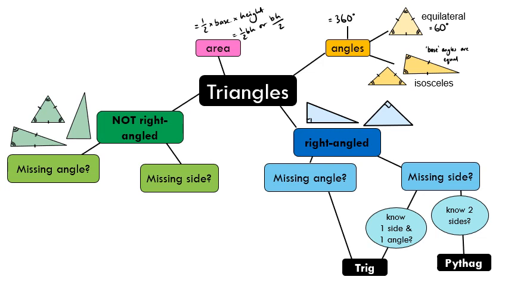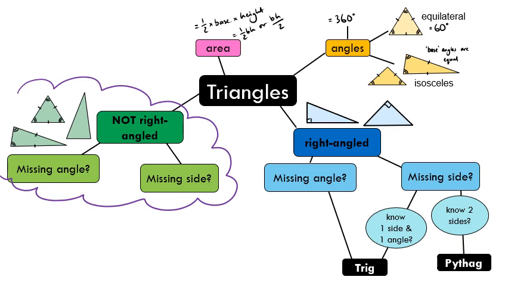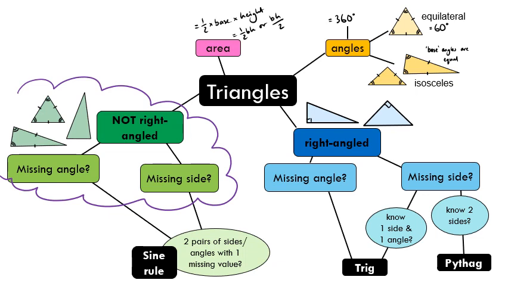So this is where we started our last lesson, thinking about what we knew about triangles and what we needed to be able to find out. For triangles which are not right angled, we need a way to be able to find missing angles or missing sides. And that's what the sine rule allows us to do, as we saw in the last lesson. Remember, this also works with right angle triangles as well, works with any triangle at all.